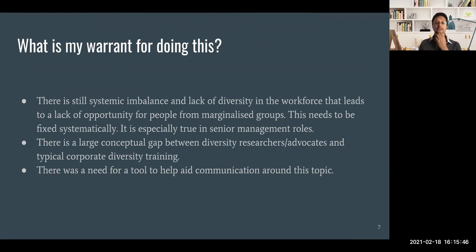What's my motivation? For me, there's still systemic imbalance and lack of diversity in the workforce. And this leads to a lack of opportunity for people from marginalized groups. And for me, that needs to be fixed systematically, and especially in senior management roles.